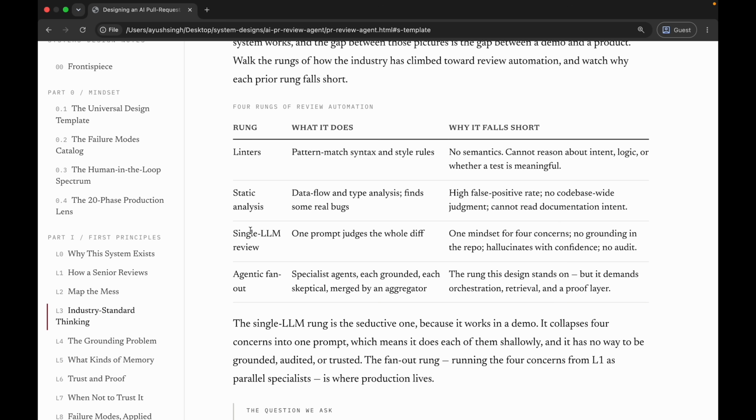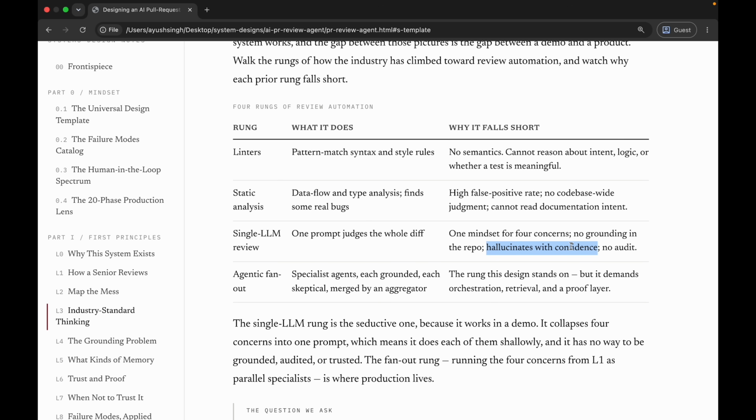Then we have another type of automation, the single LLM review, which means one prompt judges the whole diff. What will happen in this? Pause the video and tell me. One mindset for four concerns, no grounding in the repo, and it hallucinates with confidence. We don't have any auditing. There is just one agent which is thinking from four different angles.